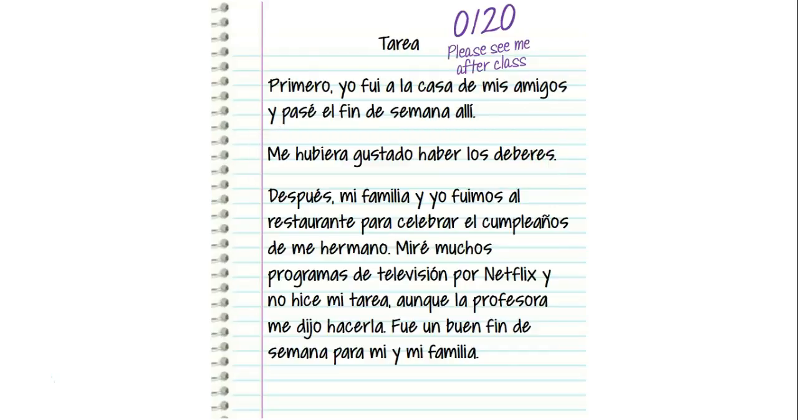If we were to break apart the sentence to try and explain the grammar parts, we would say that me is an indirect object pronoun. However, you do not learn indirect object pronouns until Spanish 3. If we take a look at hubiera gustado, this is a compound tense. It's actually the imperfect subjunctive perfect tense, and it is not something that you learn until you're in college. Then the rest of the sentence, haber los deberes, deberes is a vocab word that we really don't know, and haber, again, is used for compound tenses.